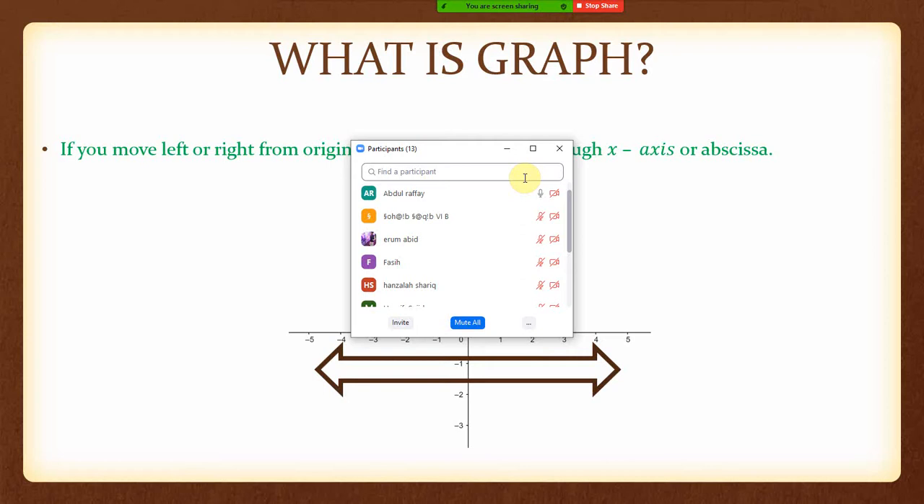So your paper must contain four topics. One of them is graph, the percentages, the number patterns, and the lines.